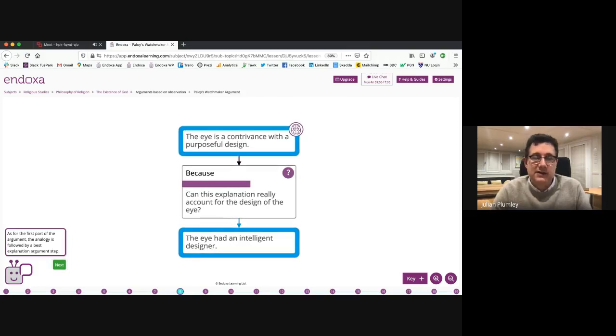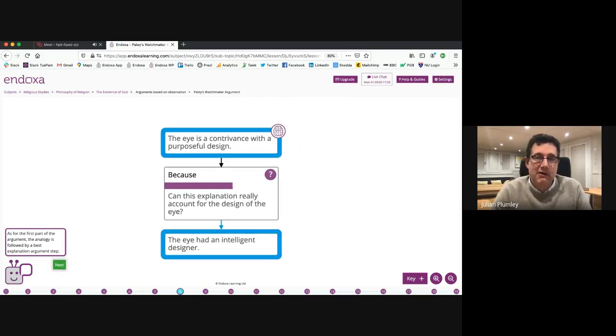So this is the next step. Again, it's in parallel to the stone and the watch. In this case, we're looking at the eye. So the eye, we just worked out, has a purposeful design, so the best explanation is that it had an intelligent designer. Now, this is obviously something of a leap.